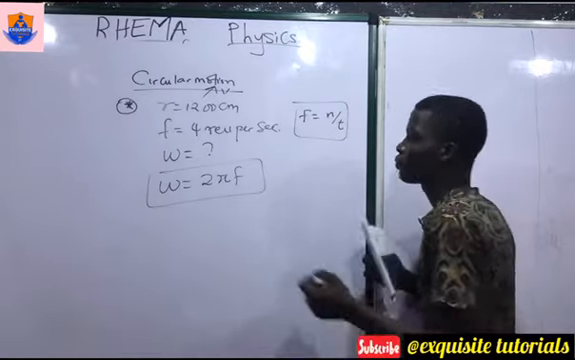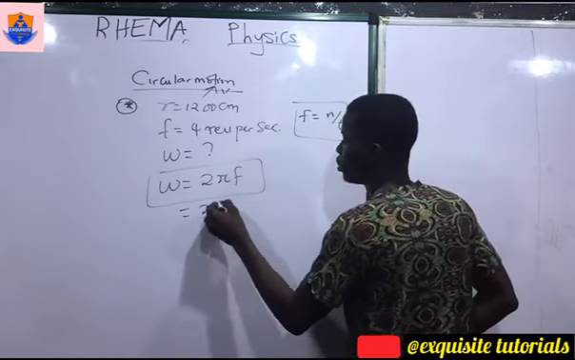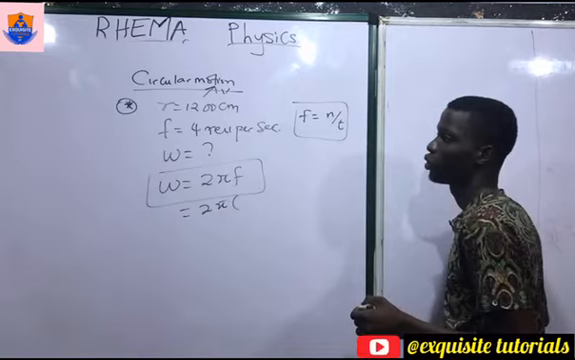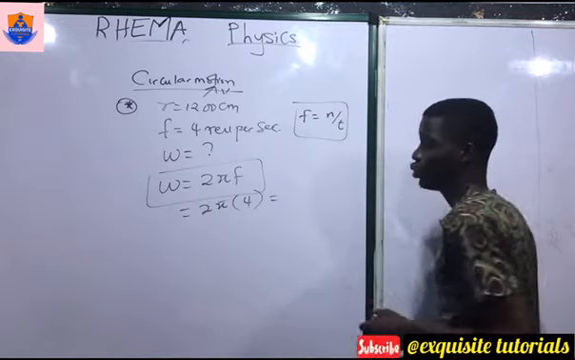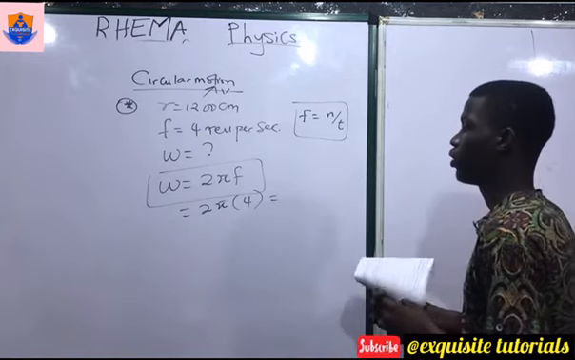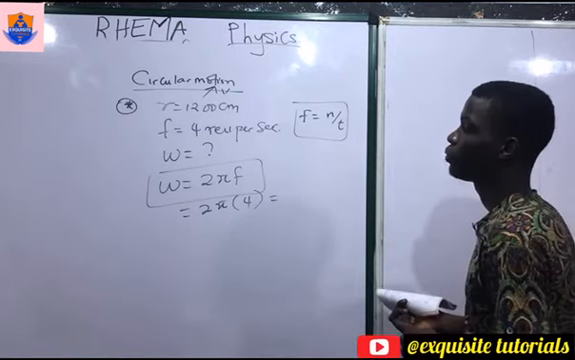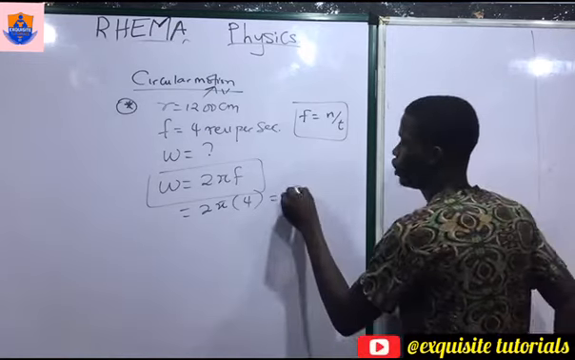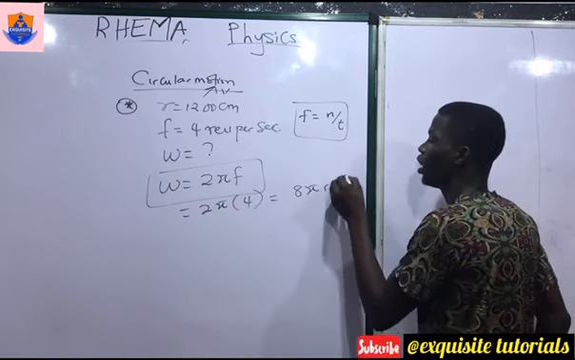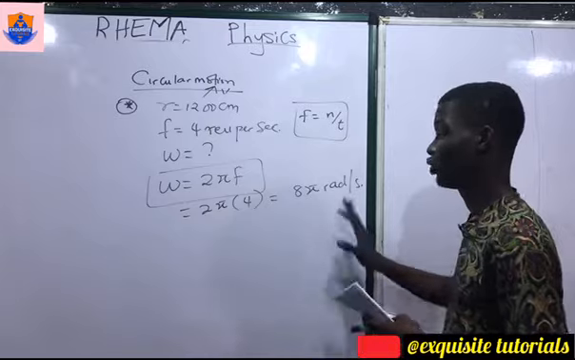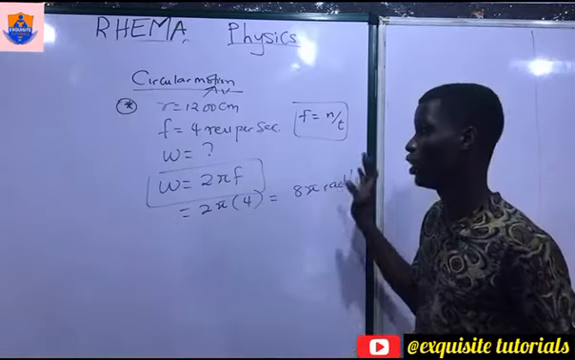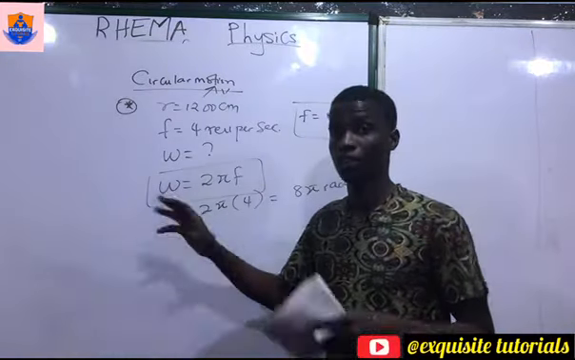So now, we already know the value of our frequency to be 4 revolutions per second. If you multiply, 4 times 2 will give you 8. You'll be having 8 pi. Take note, our value of W is in radians per second. Whenever you are solving, your W value is always in radians per second.